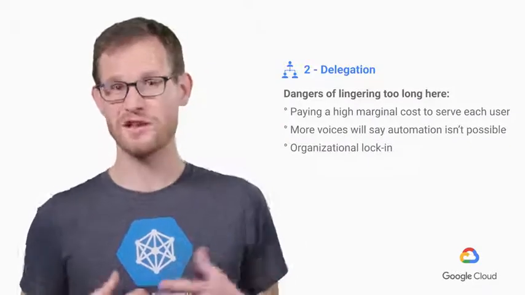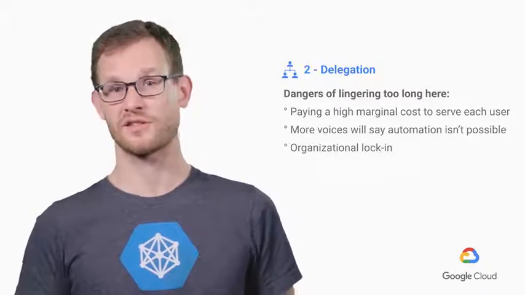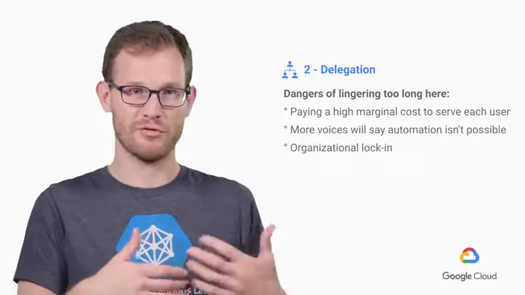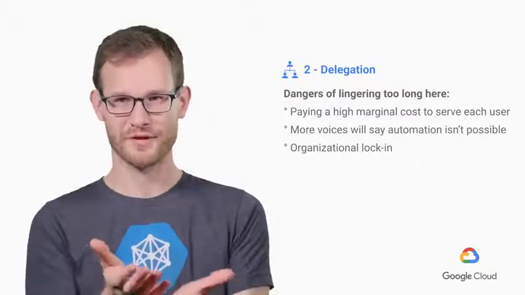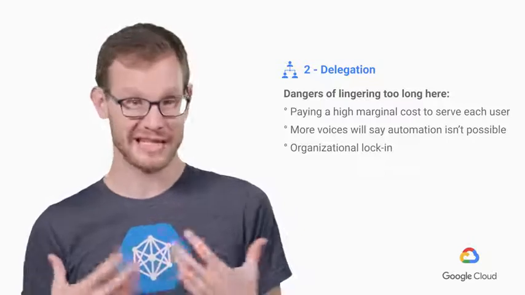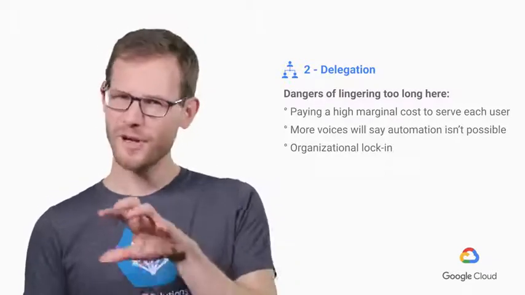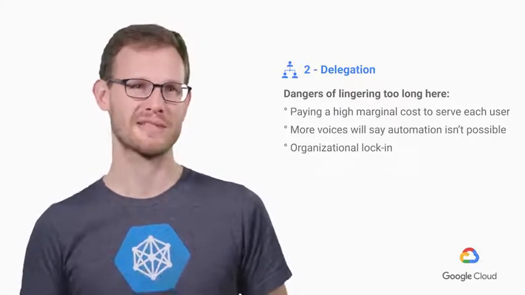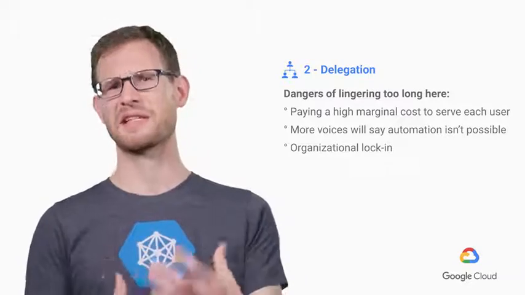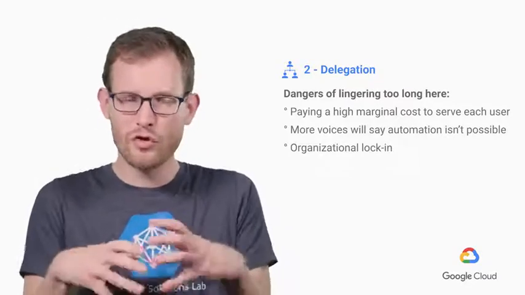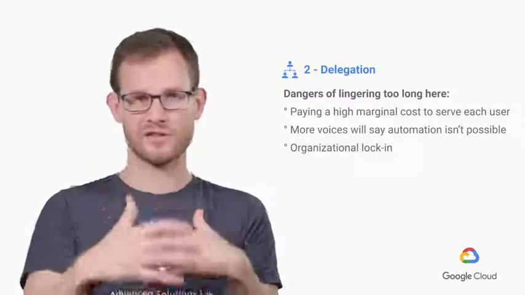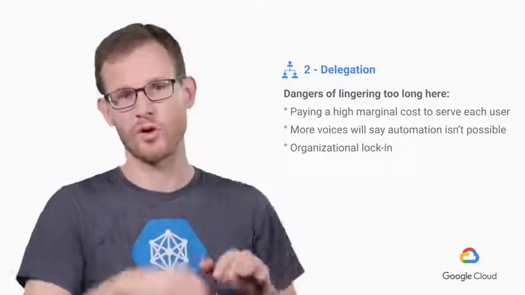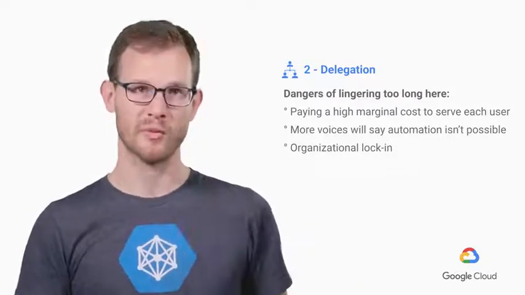The most obvious is you're paying a very high marginal cost to serve each user. When people answer phones, it's expensive. If you have someone sitting in a bank waiting for someone to walk into the bank to open a mortgage, it's expensive. But we all know this. Perhaps a little bit more subtly, the more people you have in your organization, the more voices you have to say automation is impossible. And this creates a kind of organizational lock-in. You have so many stakeholders, because the people have their own managers, their own HR reps. We want to delegate, but we want to always be moving forward. We want to always be going down this path whenever appropriate.